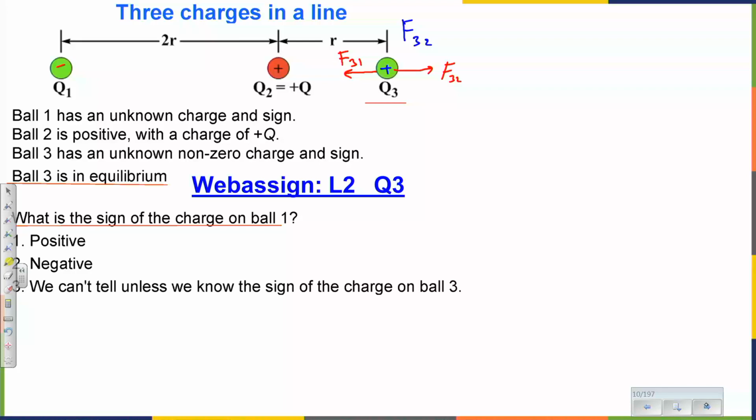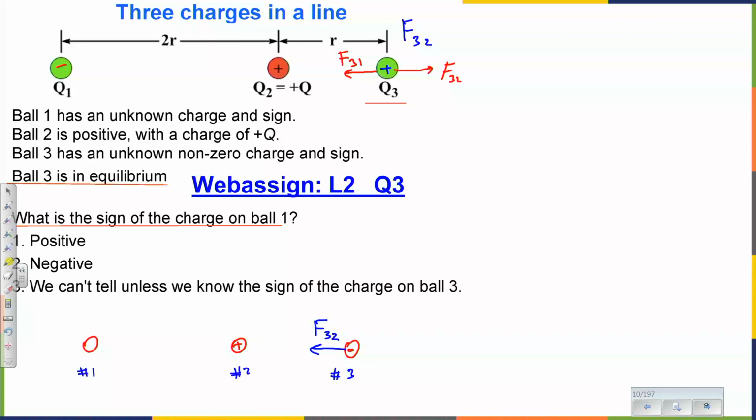Negative. All right. Now, let's quickly analyze the situation. What's going to happen if this charge is negative? So now this is supposed to be the force acting on third from second.